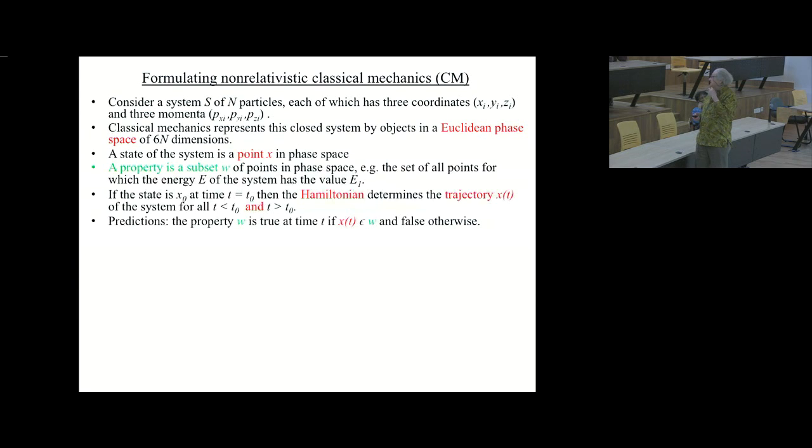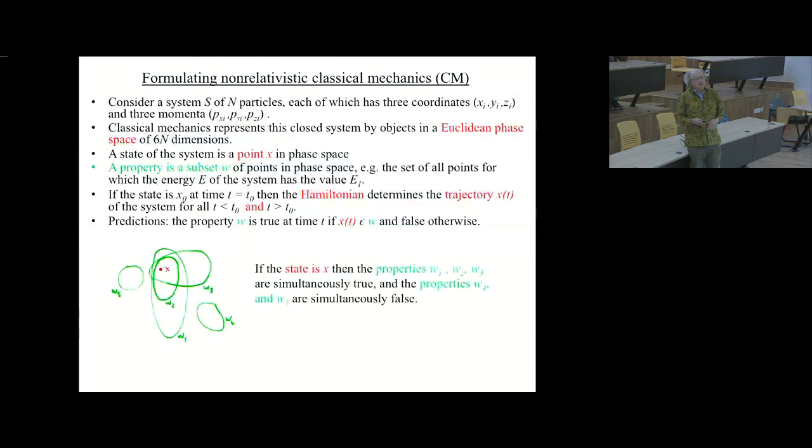What are the predictions of classical mechanics? Well, they can be summarized by saying that a property is either true or false, given the state. If you know the state at one time, you know it at all times, given the Hamiltonian. So conditional on the Hamiltonian and the state, you know if the property is true: true if the point representing the state is in the subspace, and false if it's outside the subspace.